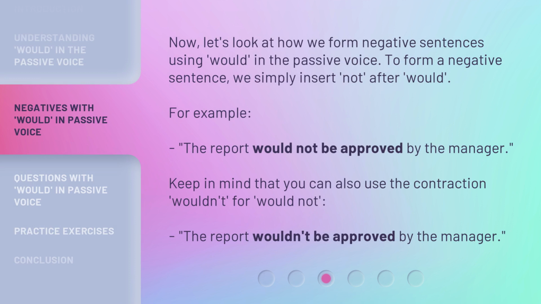Now, let's look at how we form negative sentences using would in the passive voice. To form a negative sentence, we simply insert not after would. For example, the report would not be approved by the manager. Keep in mind that you can also use the contraction wouldn't for would not. The report wouldn't be approved by the manager.